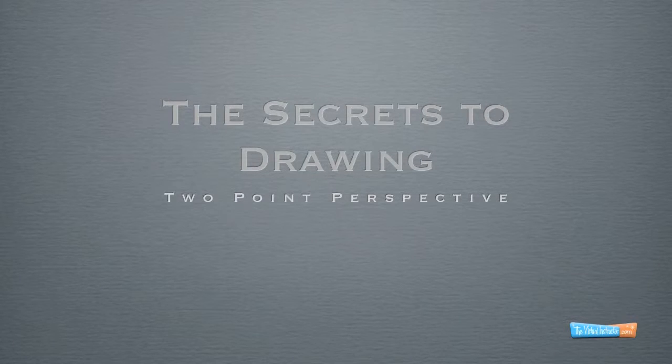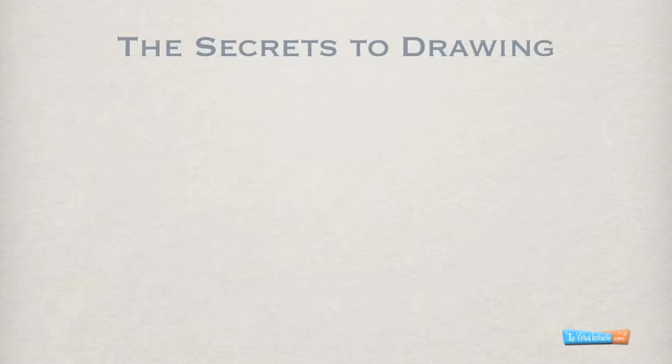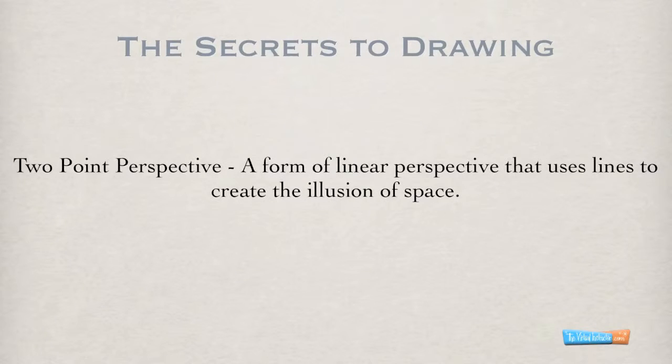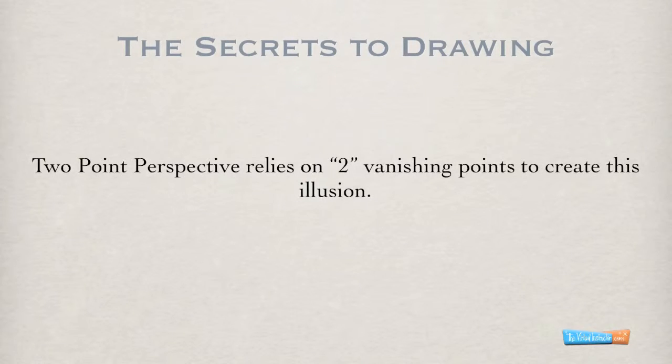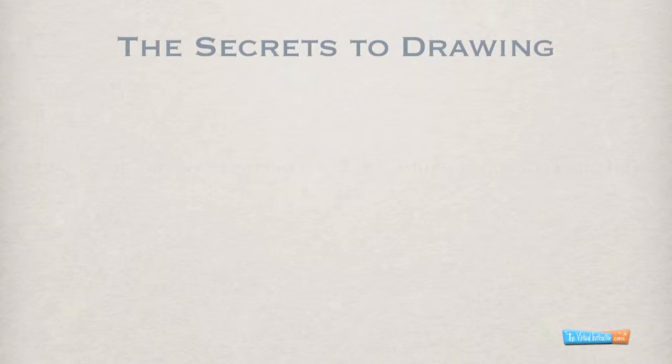In this video, we're going to continue to explore ways that you can create the illusion of space on a two-dimensional surface. In this video, we're going to talk about two-point perspective. Two-point perspective is a form of linear perspective that uses lines to create the illusion of space in a drawing. Two-point perspective relies on two vanishing points placed on the horizon line to create this illusion. It's different than one-point perspective that relies on only one vanishing point.